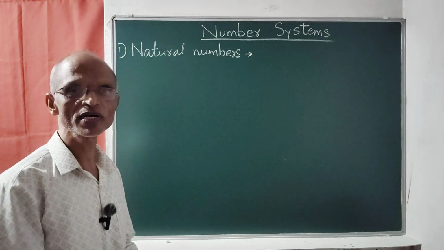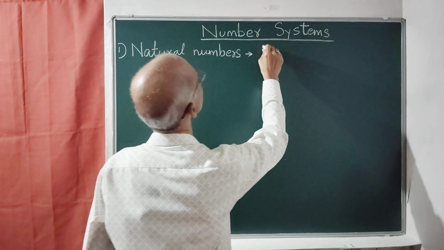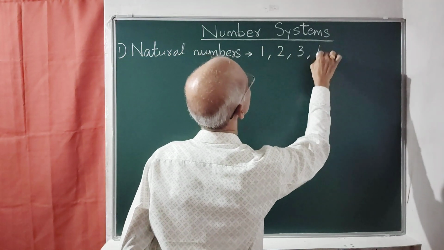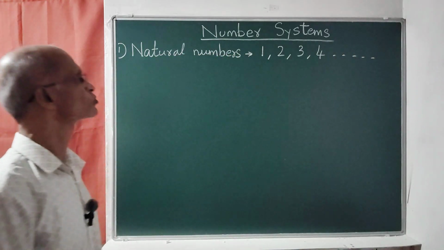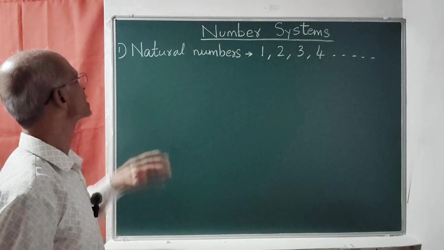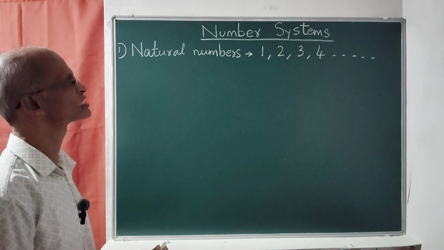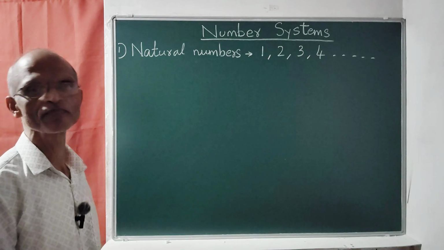This system of numbers starts from 1, 2, 3, 4, and goes endlessly. So the first number system is natural numbers. It starts from 1 and goes endlessly.